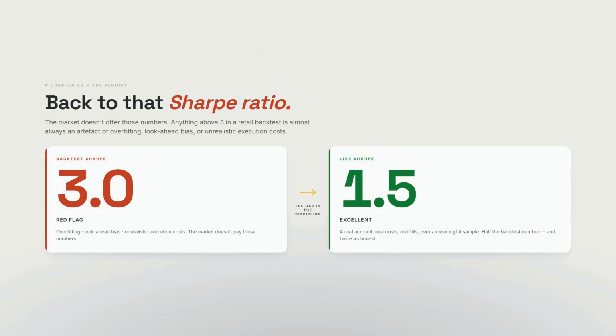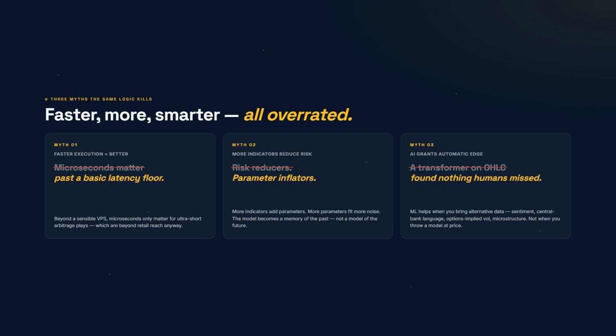The same logic kills 3 other myths. Faster execution isn't always better. Beyond a basic latency floor, microseconds only matter for ultra-short arbitrage plays that are beyond retail reach anyway. More indicators don't reduce risk. They add parameters that overfit. And AI doesn't grant automatic edge.